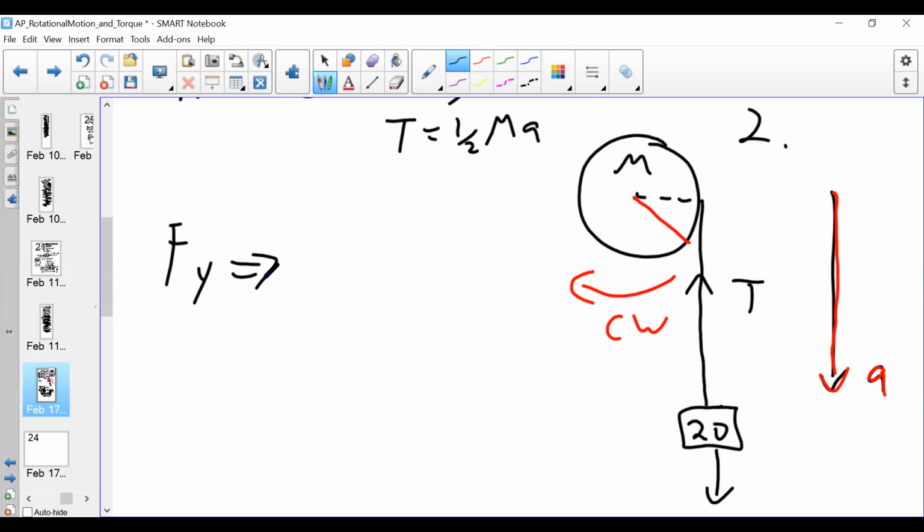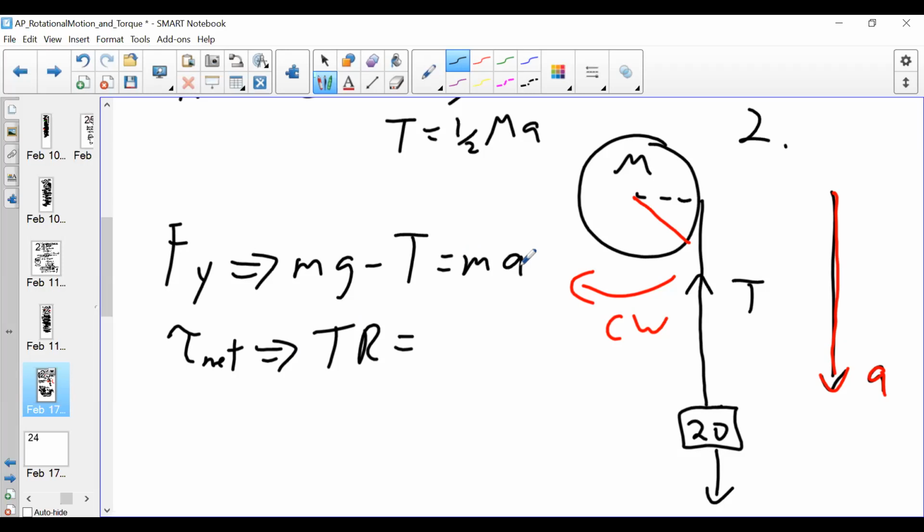So the system going down, we have pretty much the same thing. Mg minus T. Net torque equation, or just torque, it's just going to be T times R. And what would it equal to? Positive or negative I alpha? That would be negative. Yes, exactly, Nicole. Absolutely negative. Negative I alpha.